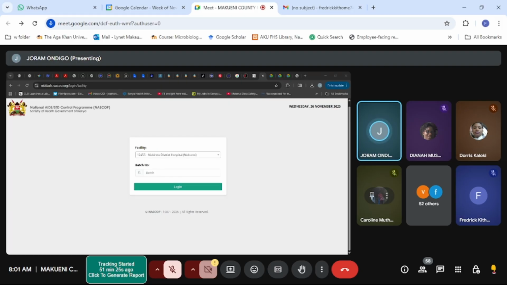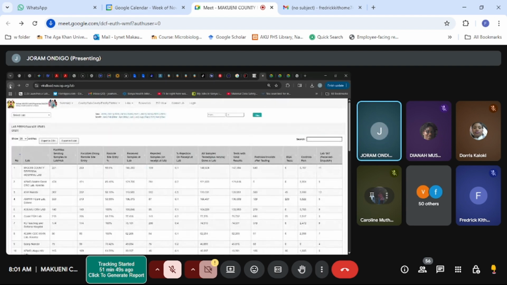Oh, sorry about that. So you can see, if we have the batch number for Makindu, we'll just key in that batch number there, and you get into the system. And now you as a facility can go into the facility level data and manipulate that data. But I don't think we need to go there, because at least everybody has an idea on how to get into their facilities. Let me go back.